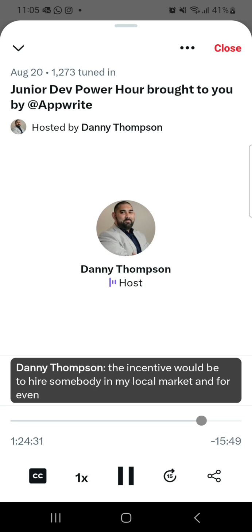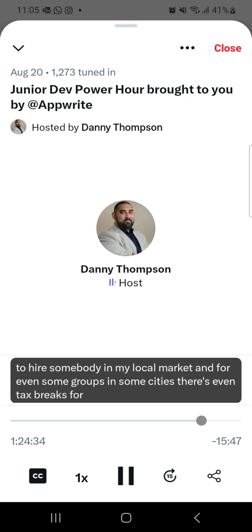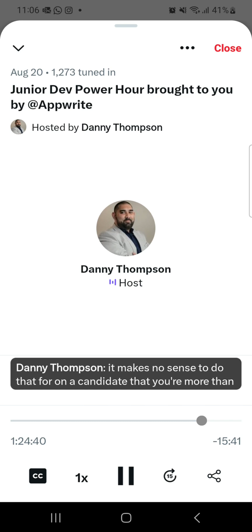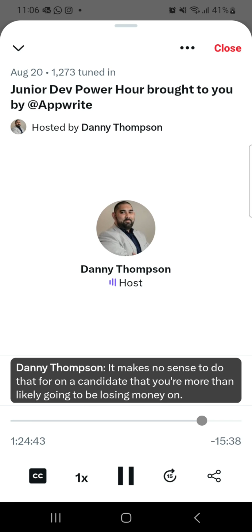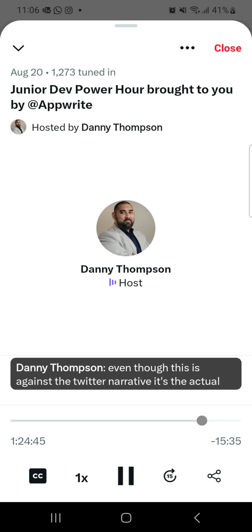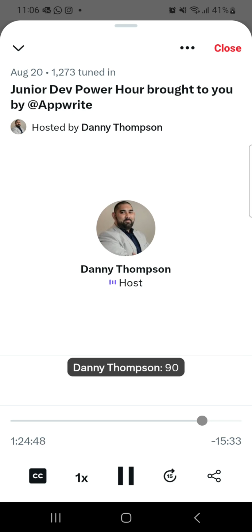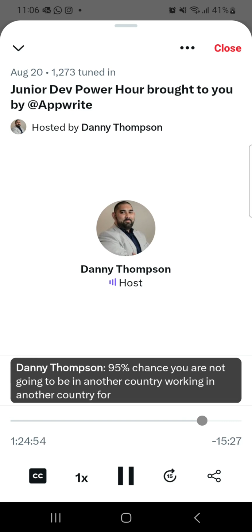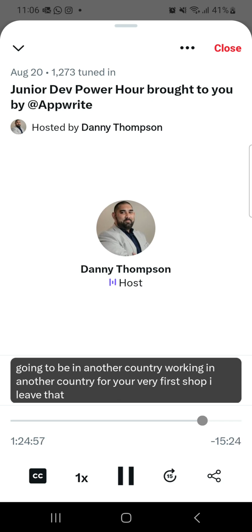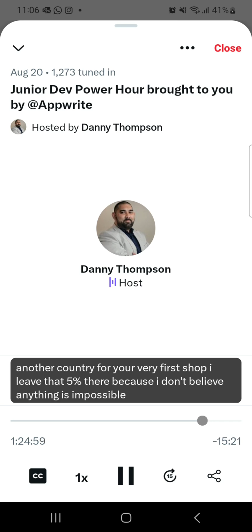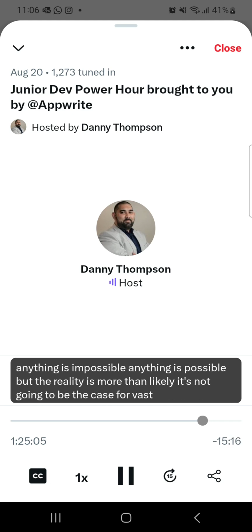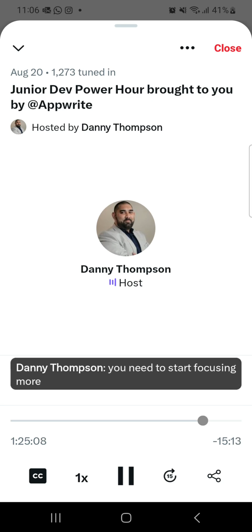And for even some groups in some cities, there's even tax breaks for hiring local people. It makes no sense to do that on a candidate that you're more than likely going to be losing money on. Even though this is against the Twitter narrative, it's the actual narrative. 95% chance you are not going to be in another country, working in another country for your very first job. I leave that 5% there because I don't believe anything is impossible. Anything is possible. But the reality is, more than likely, it's not going to be the case for the vast majority of people. You need to start focusing more on your local markets. And that's just the truth.